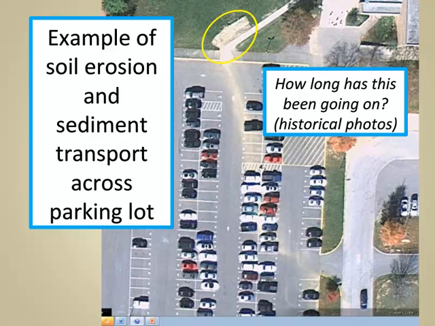One thing you can see on the aerial photography here, which is kind of interesting for this site, is that there is a spot that has been eroding apparently for some time because there is a trail of sediment then washing almost all the way across the parking lot. Might be interesting for students to ask how long has this been going on, because the historical photography that you get on Google Earth may let you pinpoint how long this has been happening.